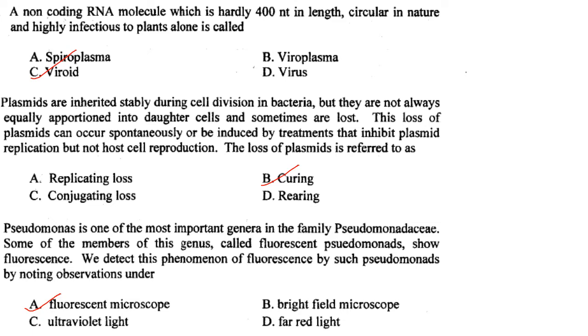Then Pseudomonas is one of the most important genera in the family Pseudomonadaceae. Some of the members of this genus, called fluorescent pseudomonads, show fluorescence. We detect this phenomenon of fluorescence by such pseudomonads by noting observations under. So the members of the genus Pseudomonas show fluorescence. So we can detect the fluorescence produced by these pseudomonads by observing under a fluorescent microscope. So answer is option A.